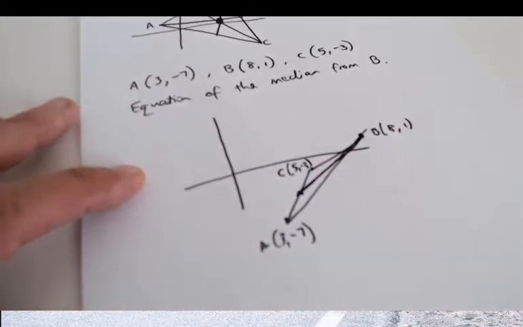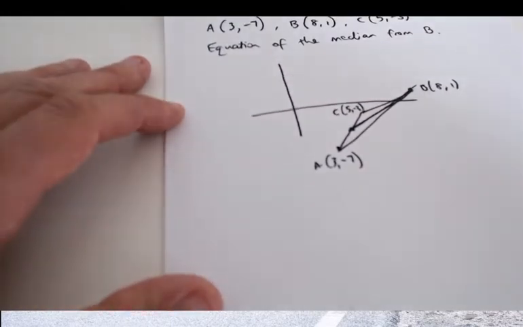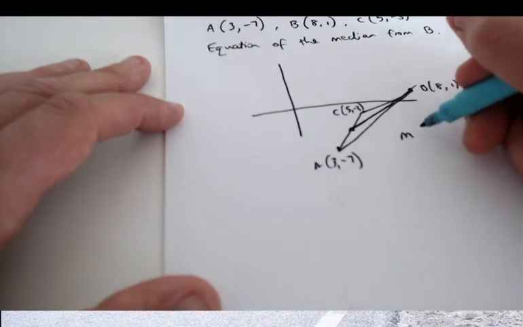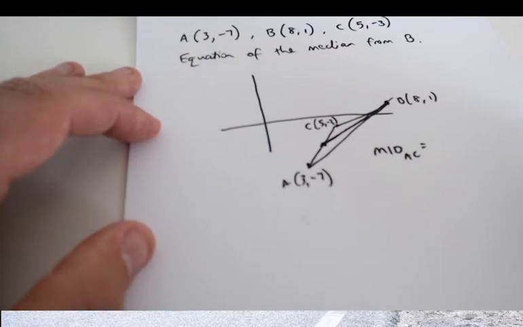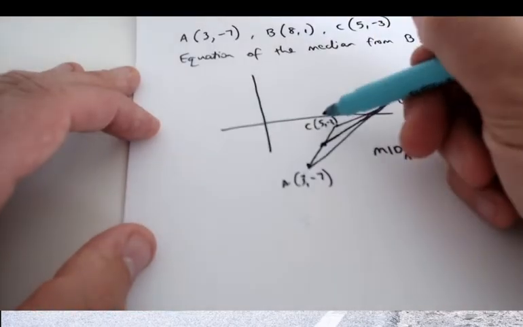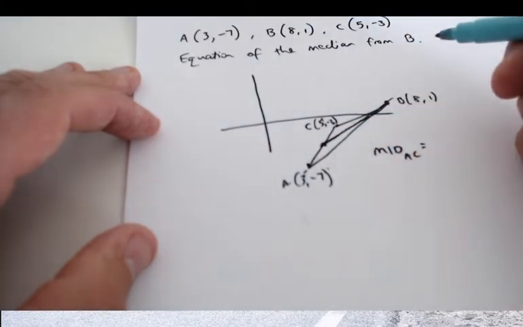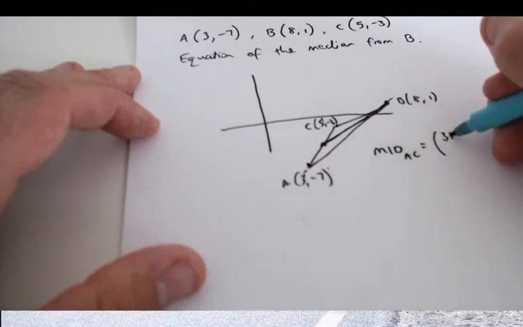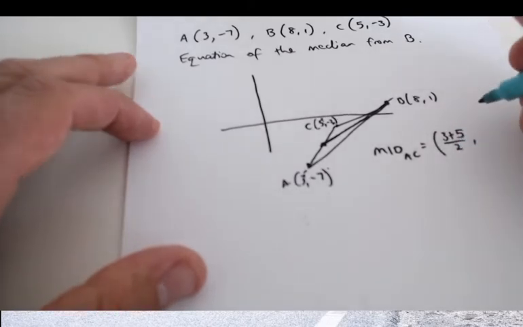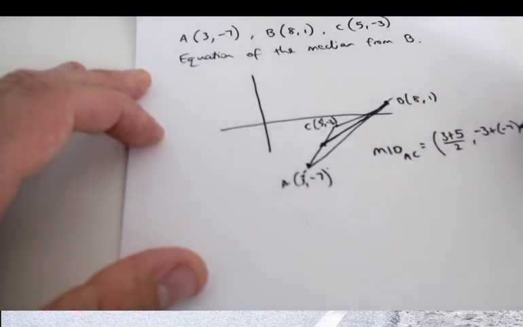Okay, so the first thing I'm going to do is find the midpoint of this side. So I want the midpoint of AC. Now if you cast your mind back to when we did midpoint, you add together the x coordinates and half it, you add together the y coordinates and half it. So that's what we'll do. I'll add together the x coordinates, 3 add 5, half it. I'll add together the y coordinates and half it like so.